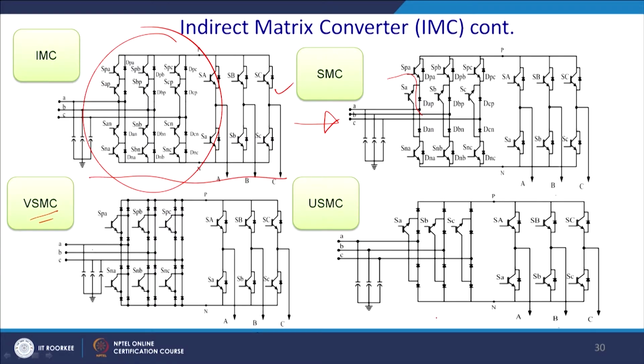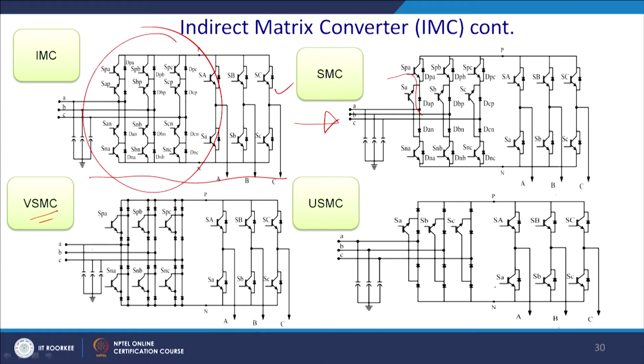All these upper legs are controllable, or lower legs are controllable, which is something like your half control converter. So, you can control by this, and you can generate a fictitious decoupling voltage, and thus it can be operated based on these operations.